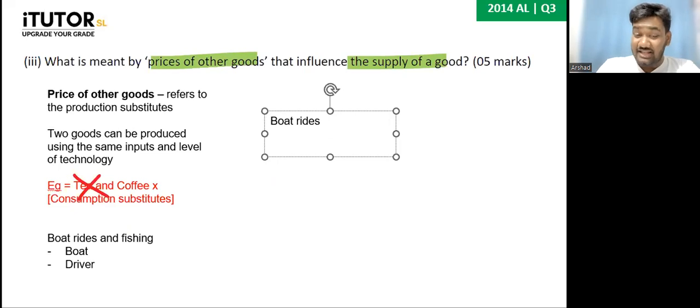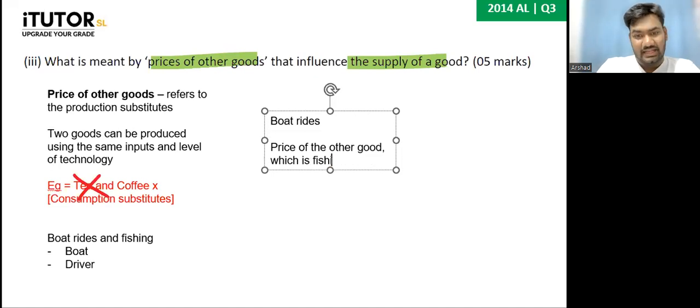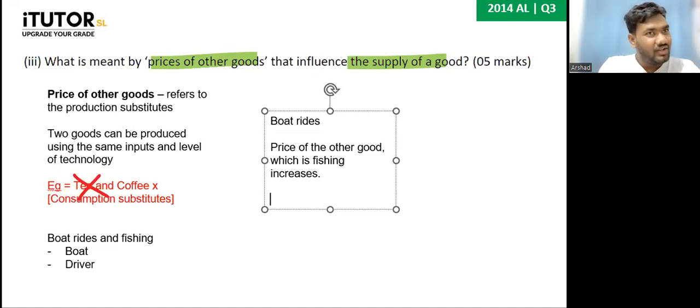So let's say the price of the other good, which is fishing, increases. What will you do, guys? Now think. Your product is boat rides, that is your supply. You're taking a tourist on a boat ride. Now all of a sudden maybe something has happened, everyone likes to eat fish. Now fish is very expensive in the country, the price of fish is very high. What will you do now, guys? Think and tell me.